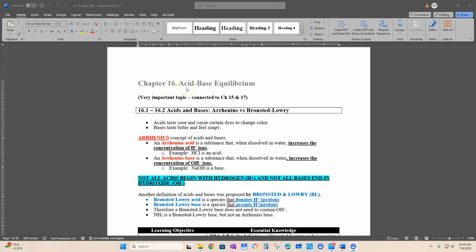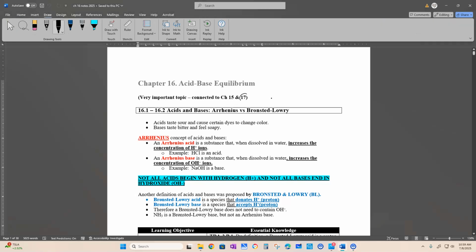We've got chapter 16, acid-base equilibrium. It's a continuation of chapter 15, equilibrium, just concentrating on acids and bases. This is a big chapter. We have about 10 sections in here. Not only does it connect to chapter 15, but even chapter 17, which is more acid-base equilibrium. So I like to call it part two to what we're doing in here.